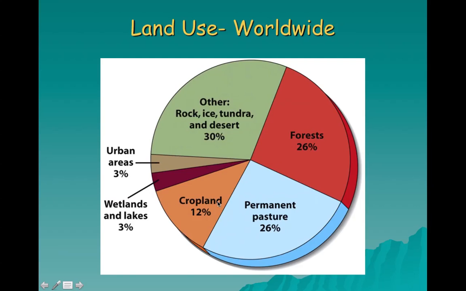And you can see the other uses here: forests and permanent pasture. This is where rangelands and where animals graze are about 26%. And in class, we'll look at how these figures compare to the United States.